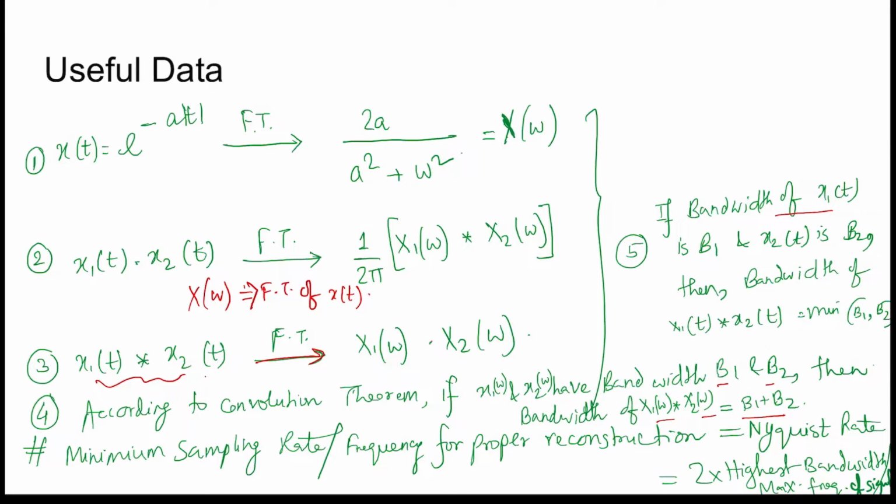If the bandwidth of x1(t) and x2(t), which are band limited signals, are B1 and B2, then if you perform the convolution x1(t) convolution x2(t), the bandwidth is the minimum of B1 comma B2, because convolution in time domain is multiplication in frequency domain, and whichever has the least omega will be the bandwidth of the overall convolved signal. Other terms will become 0. So the bandwidth will be the minimum of B1 comma B2 for time domain convolution, and for frequency domain convolution, the bandwidth will be equal to B1 plus B2.